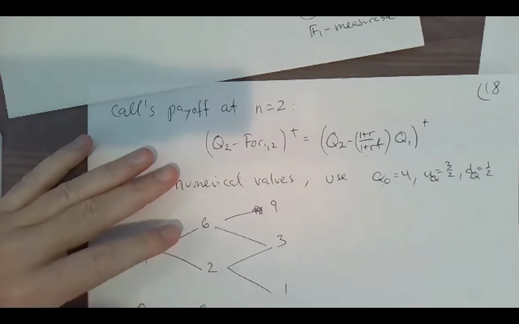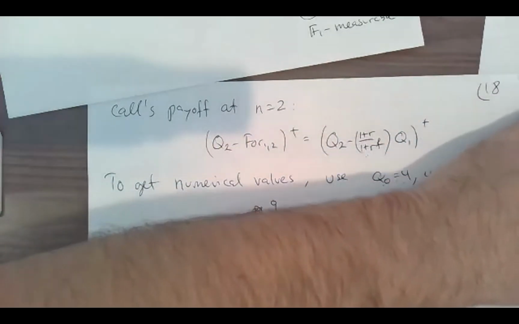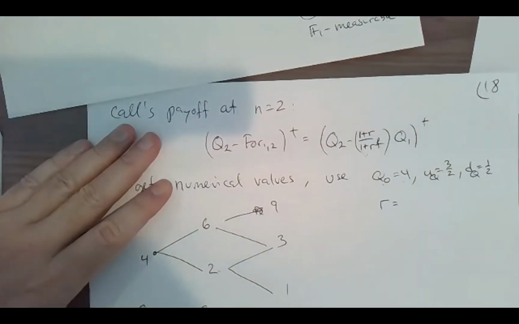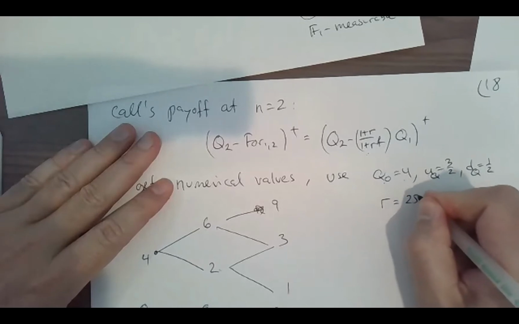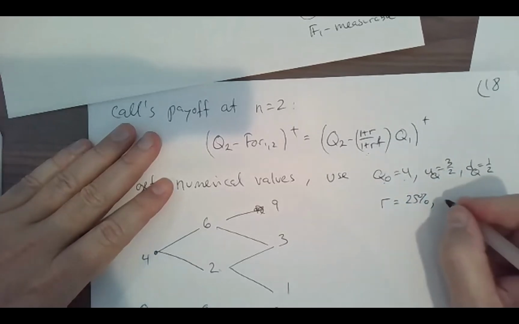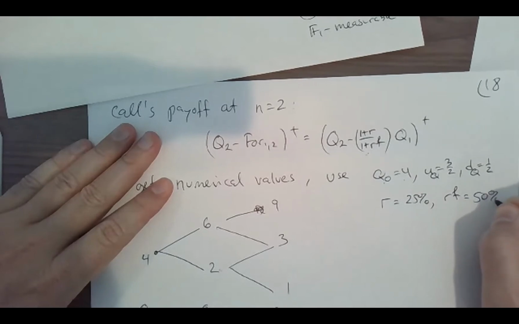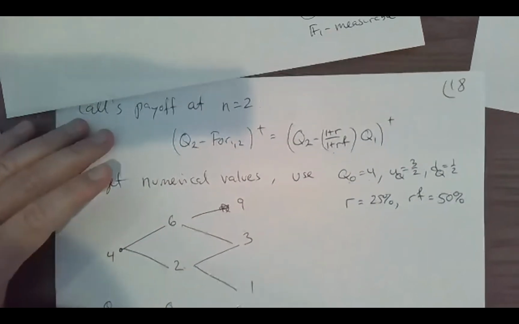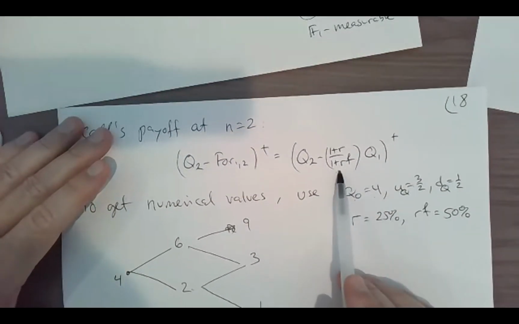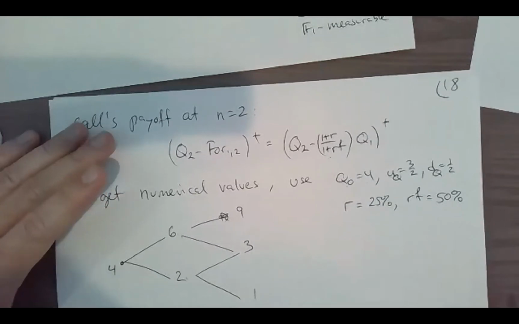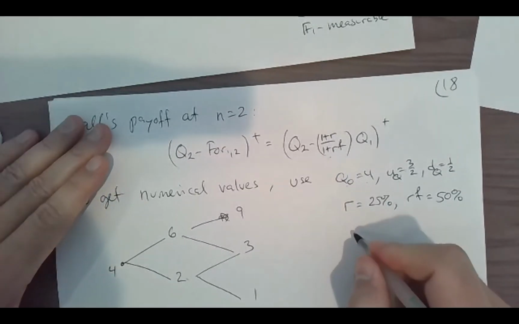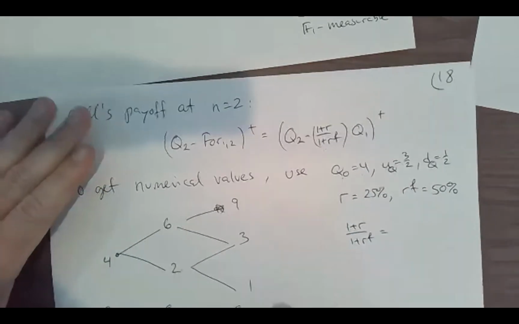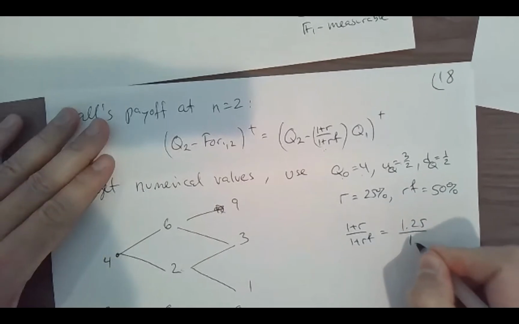We need to have something about the R's as well. There were some values given in the problem. They also gave a value for R of 25%, and RF of 50%. So we should look at the ratio 1 plus R divided by 1 plus RF. This would be 1.25 divided by 1.5.